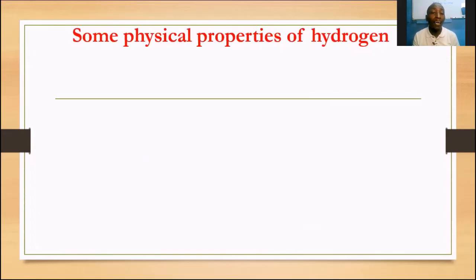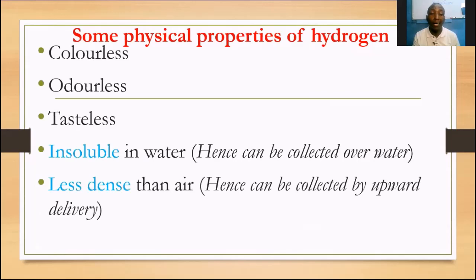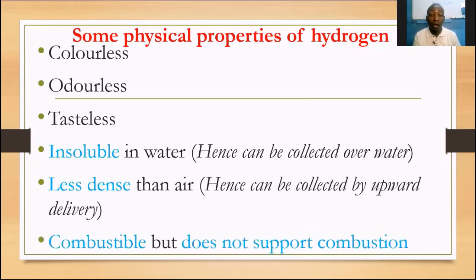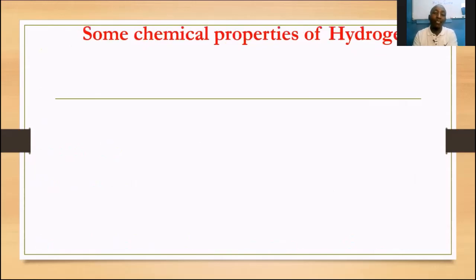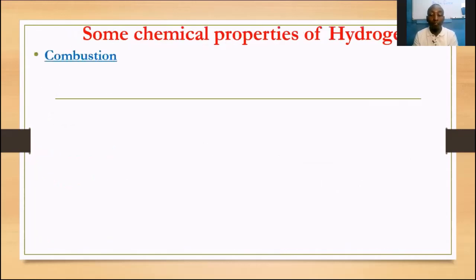Some properties: colorless gas, odorless, tasteless, insoluble in water, less dense. Actually, we say hydrogen is the lightest gas that we know, or that we cover in high school and even after high school. So because it is less dense, we can collect it using upward delivery. It is combustible, it can burn, but it does not support combustion. That one you should know. Some chemical properties we are going to cover too.